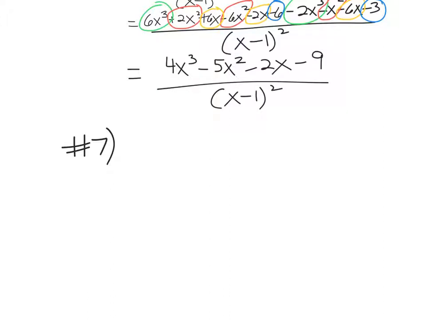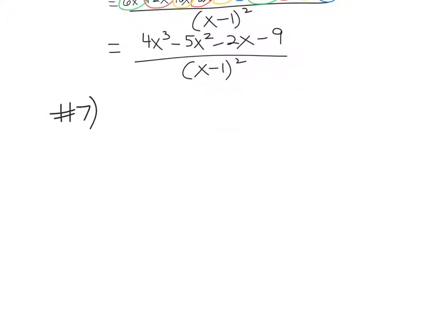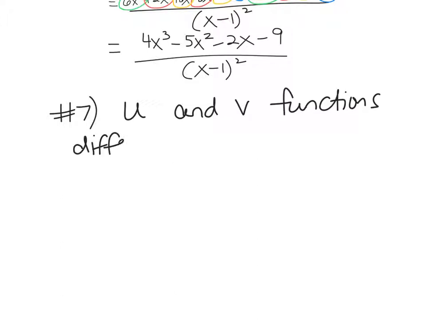Okay, last one, number 7. All right, so last one. It's going to be both. Okay. So it says that, suppose that u and v are both functions. Okay? And they are differentiable. That means that you can take the derivative. They are differentiable at x equals 5.